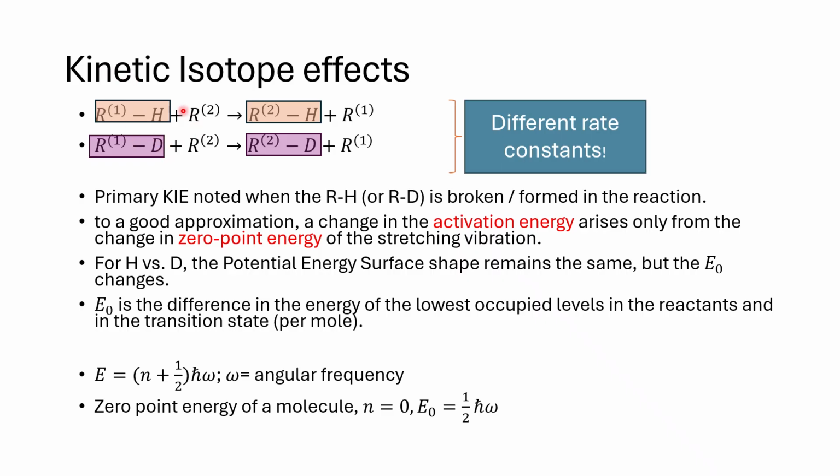Just for example, given here, we have the hydrocarbon chain bonded to a hydrogen atom, and we suspect that this hydrogen atom will be broken during the product formation, giving us the R2H. So we need to validate this by replacing this hydrogen atom with a deuterium atom.